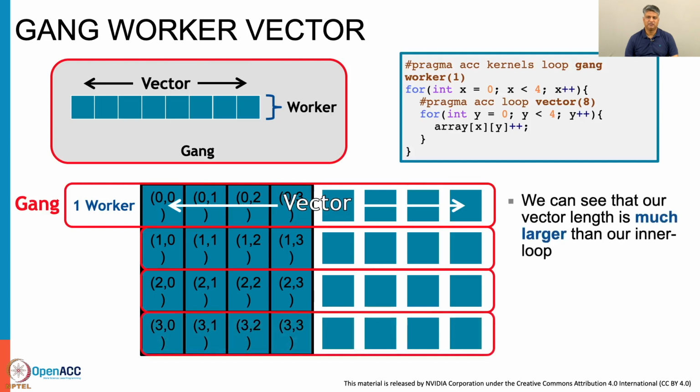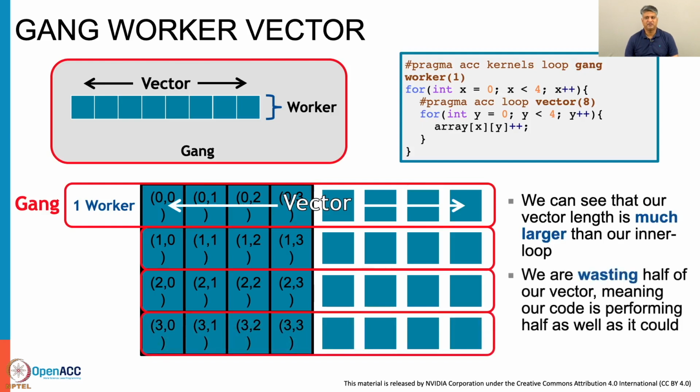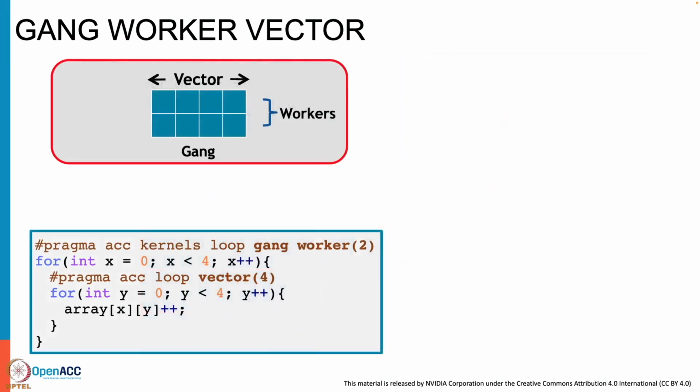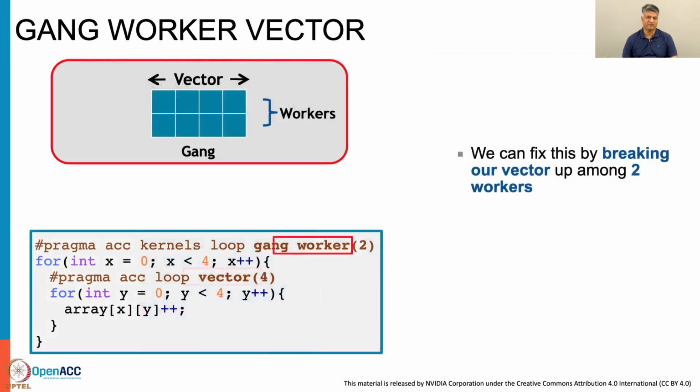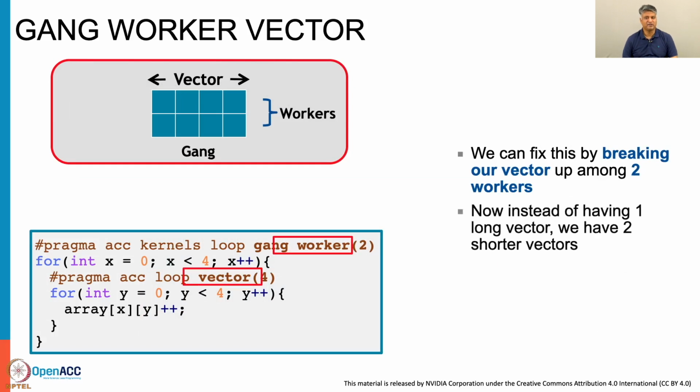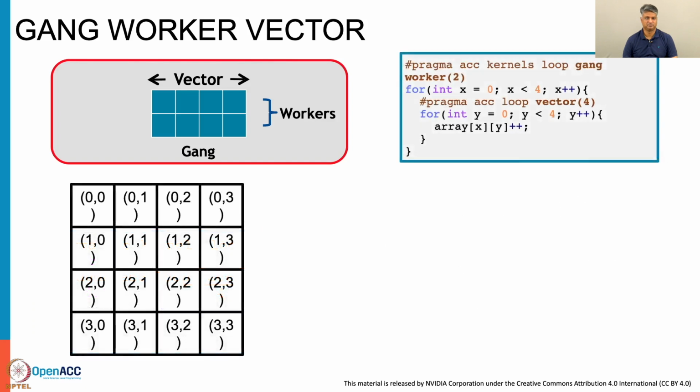So, we can see our vector length is much larger than our inner loop. We are wasting half of our vector, meaning our code is performing half as well as it should. So, it is doing a lot of redundant, useless calculations. Now, in this case, we can fix this by breaking up our vector among 2 workers. Instead of having one long vector, we have 2 shorter vectors. This setup will fit our organization of our loop better.